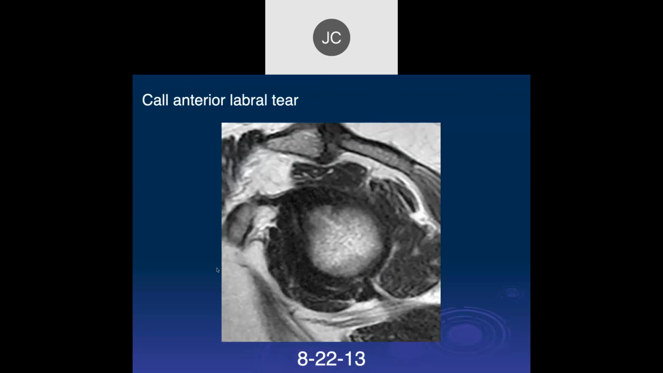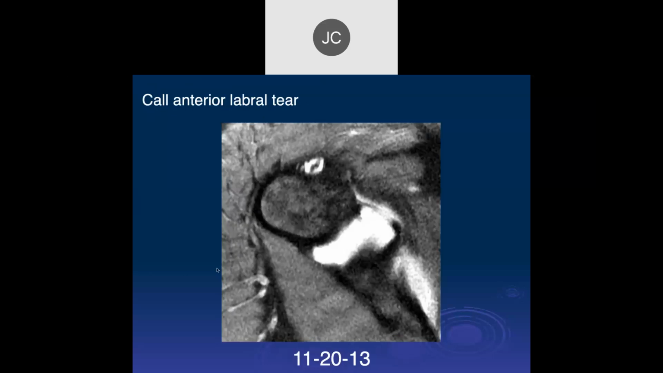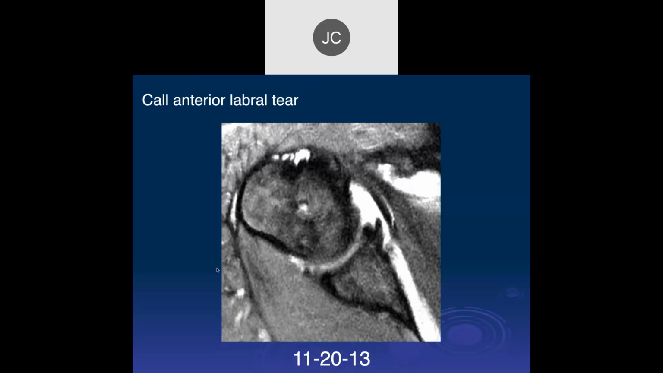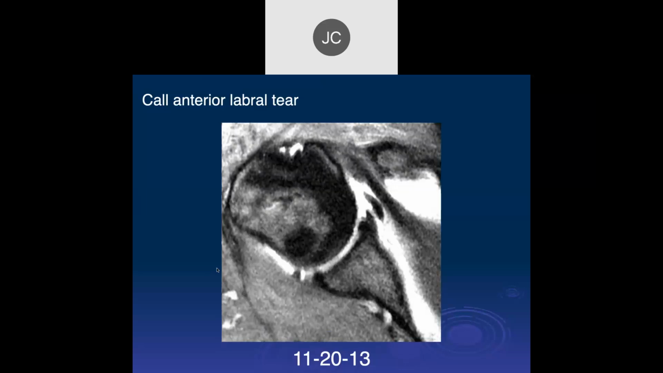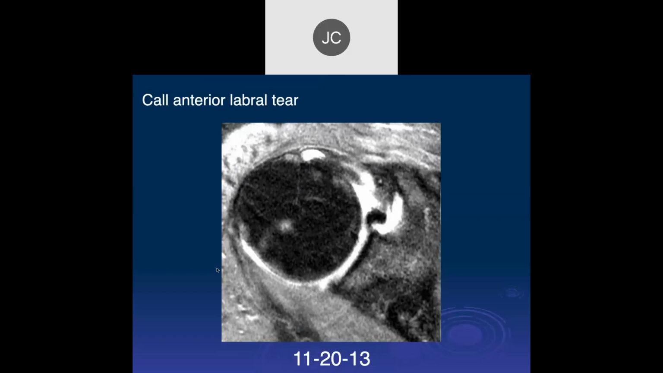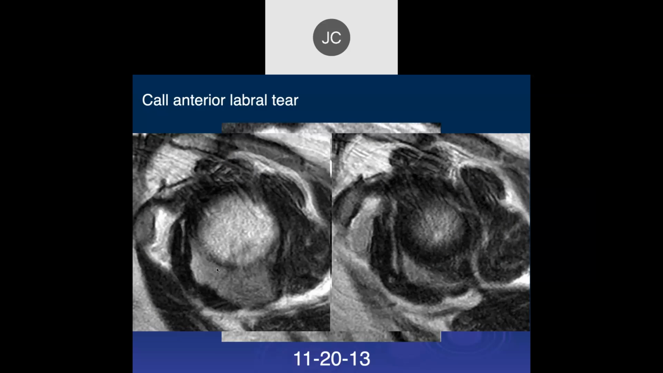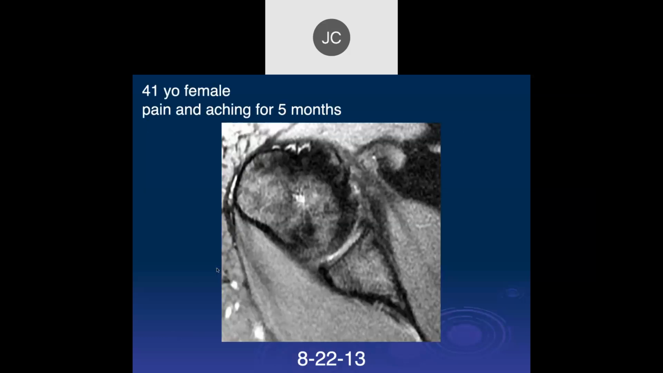Now the patient came back 3 months later, and here's an arthrogram. Let me show you this one, this one, this one, this one. And here's some other images. Honestly, the labrum looks fine.